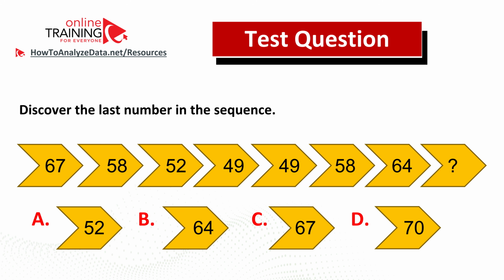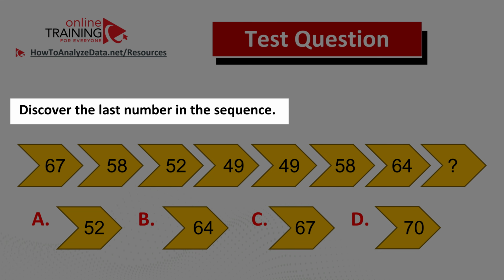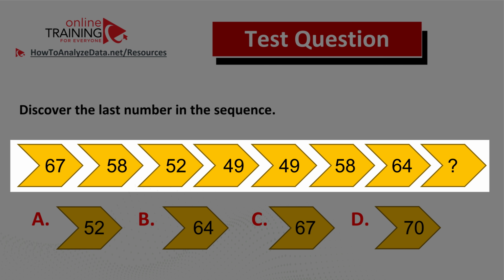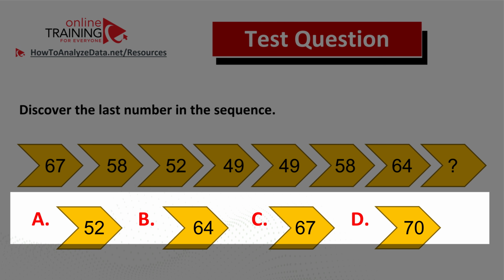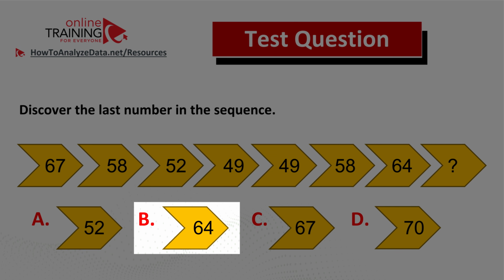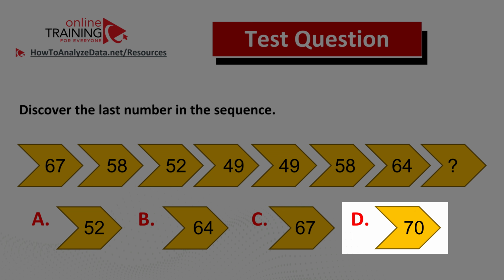Let's look at the tricky question you might frequently see on the test. This is the pattern question, and you need to discover the last number in the sequence. Let's look at the sequence of numbers: 67, 58, 52, 49, 49 again, 58, 64, and then the missing number. And you have 4 different choices. Choice A, 52. Choice B, 64. Choice C, 67. Choice D, 70.